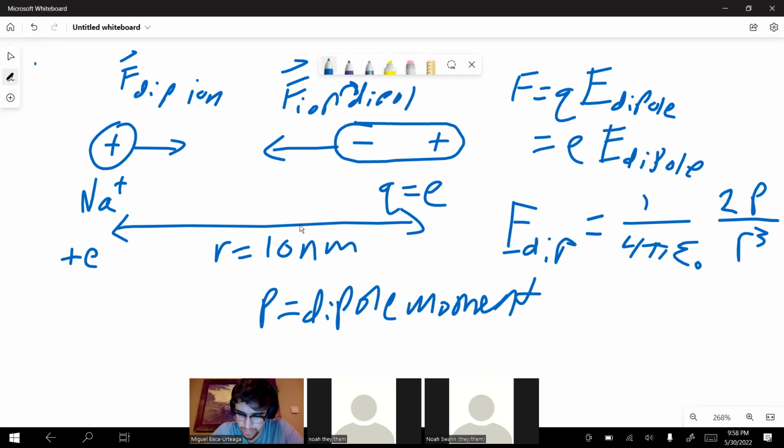So the dipole moment is pretty, well, that's kind of given, isn't it? It's pretty straightforward. 6.2 times 10 to the negative 30. So wait, what was this that says, given in our equation? Yes, that was given initially.